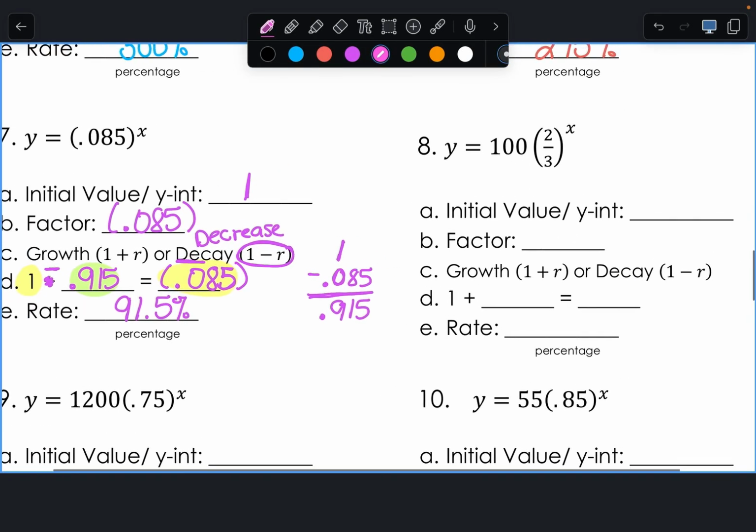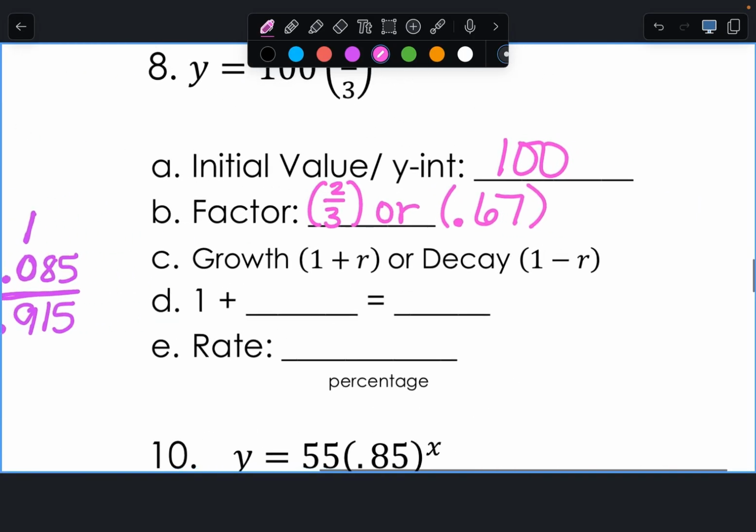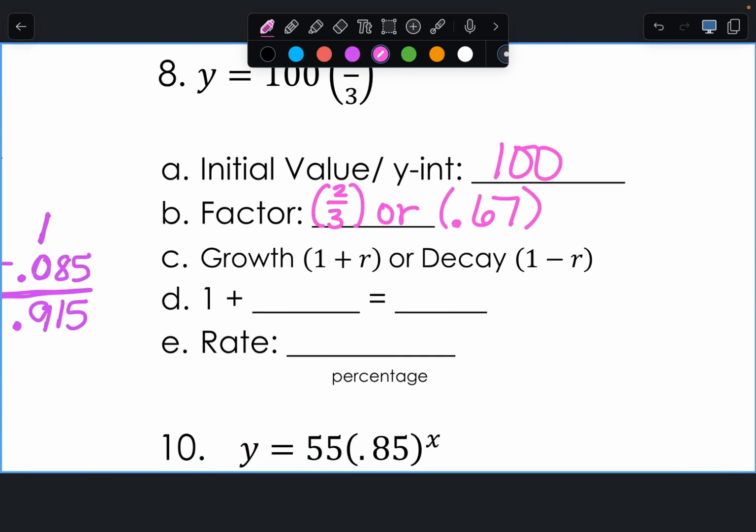Look at number 8. What's the initial value? 100. What's the factor? 2/3. 2/3 as a decimal is what? 0.66 repeated, so we're going to write it as 0.67. Now, is this growth or decay?